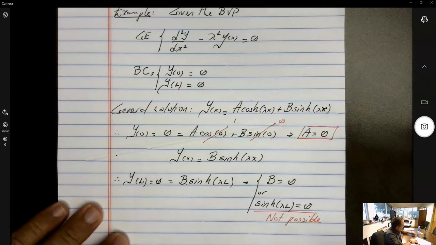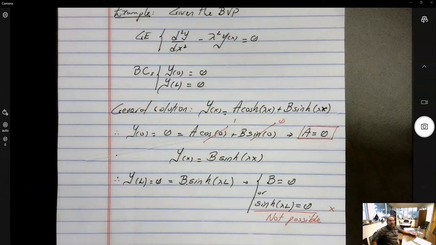We cannot get the sine hyperbolic to be equal to 0 for any value of lambda, for any value of L, unless lambda and L are infinity or minus infinity, and then it will be an indeterminate number. So the sine hyperbolic will never be 0, other than for lambda equals 0, and that's it.